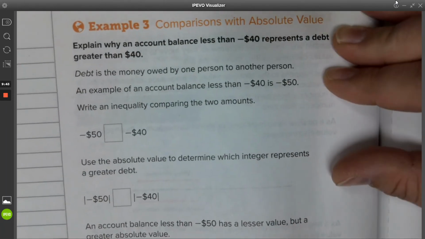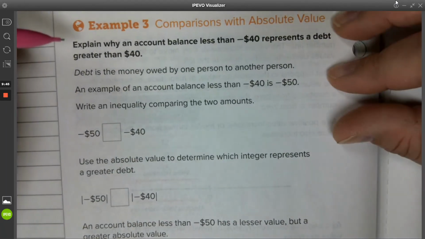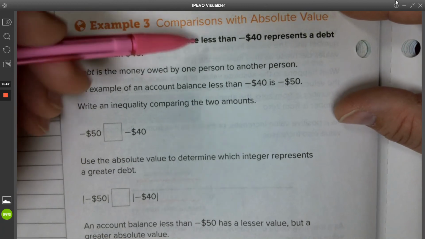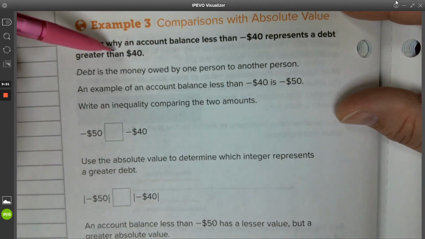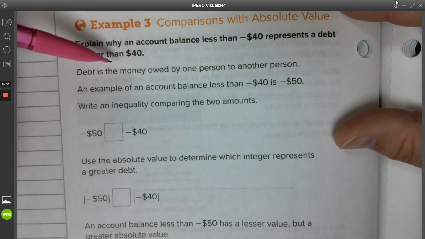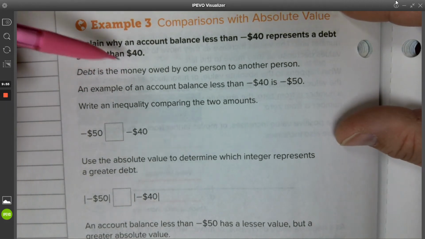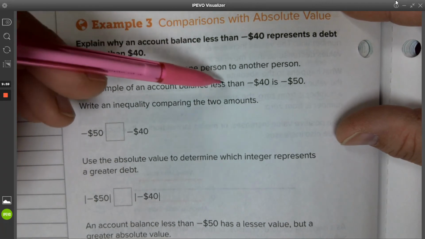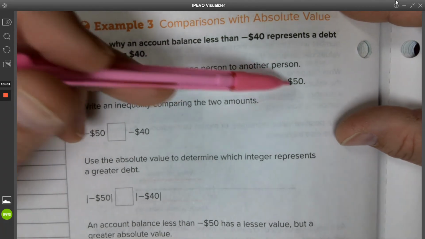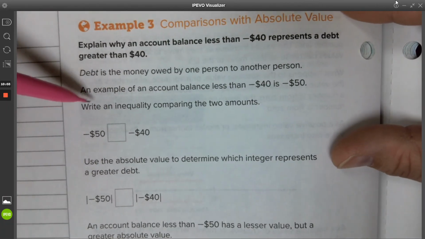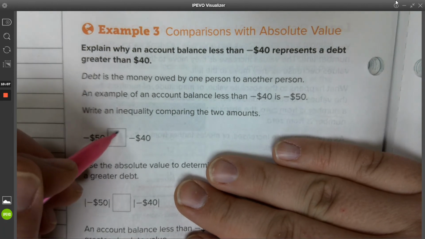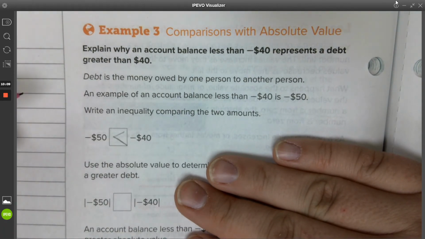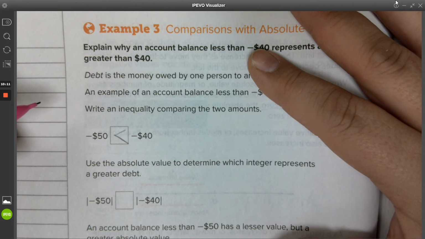All right, moving on to example 3 on page 210. Explain why an account balance less than -$40 represents a debt greater than $40. Well, debt is the money that is owed by one person to another. An example of an account balance less than negative $40 is negative $50. Write an inequality comparing the two amounts. Well, in this case, we know that negative 40 is greater than negative 50.